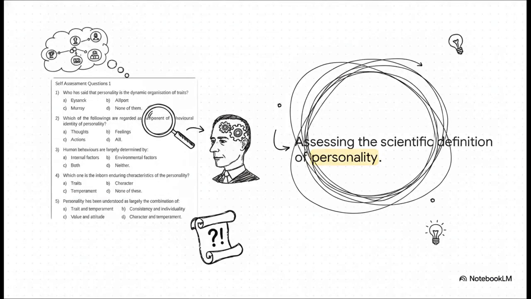Right out of the gate, to get us in the proper study guide mindset, let's look at this first self-assessment question. Who has said that personality is the dynamic organization of traits? It's a great question because it forces us to pinpoint the actual researchers behind these ideas. And spoiler alert, the answer is Gordon Allport. Honestly, his definition is arguably the most important one for you to memorize.